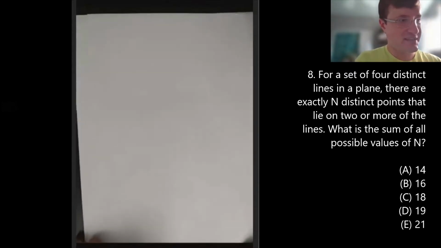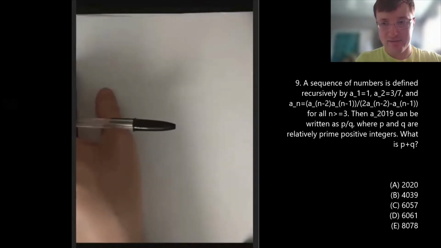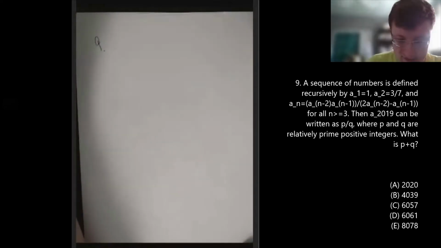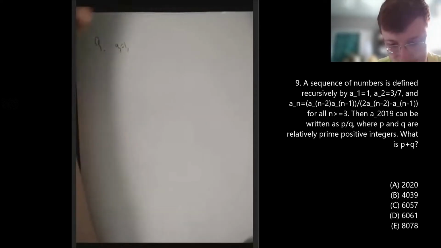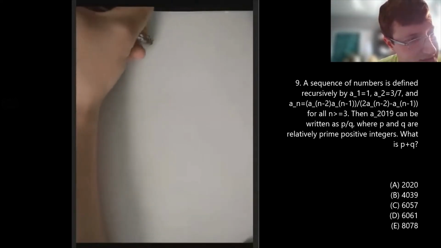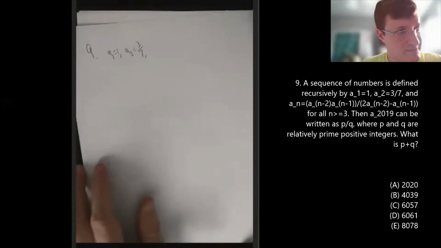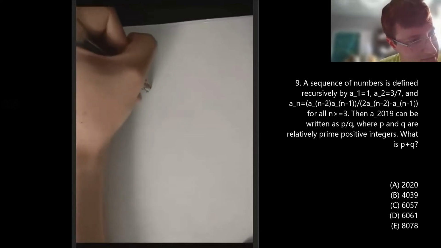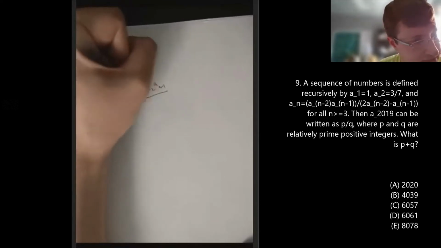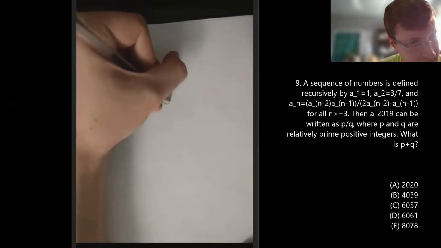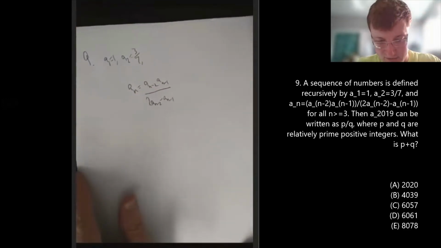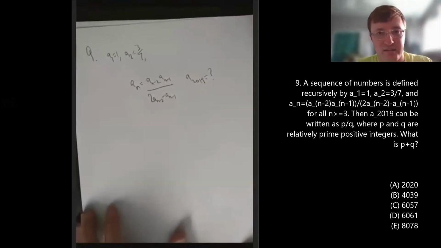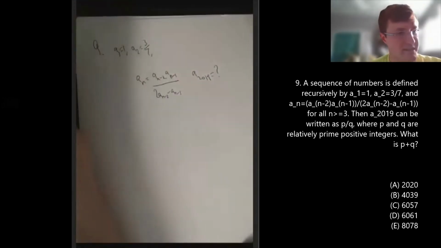Now for problem 9. Let's see, I'm about 20 minutes in, so that's not too bad. Problem 9, I've got A1 equals 1, A2 equals 3/7, and then I've got this wacky recursion. So a_n is a_{n-2} a_{n-1} over 2a_{n-2} minus a_{n-1}. Okay, and I want to find a_2019. Okay, well, I think I know the trick.